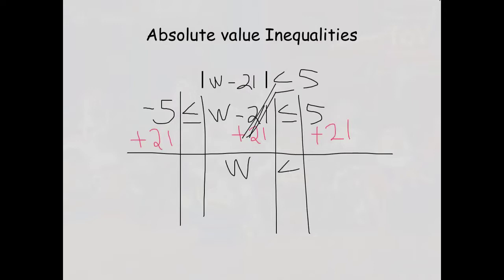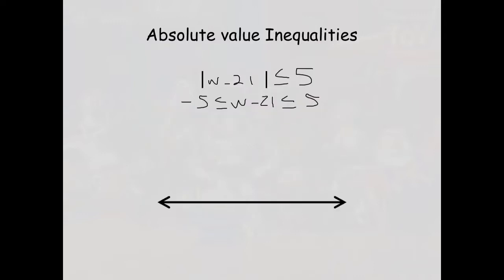So we get W is less than 5 plus 21, which is 26. And negative 5 plus 21, the sign's not the same, so I'm going to subtract, and I get 16. At this point, yes, you could graph it, which I will do on the next slide, because we have a graph. So again, we simplified this.